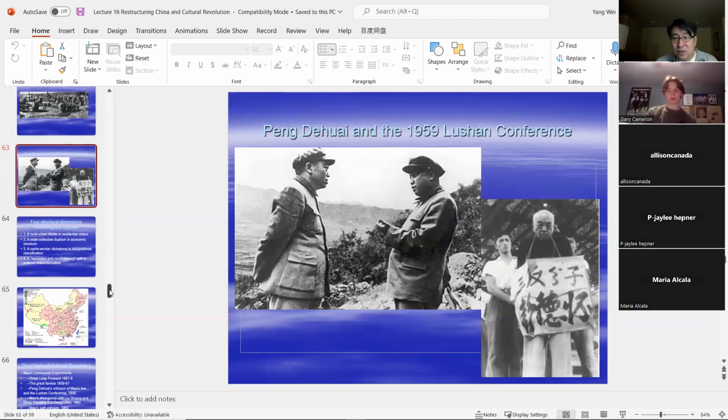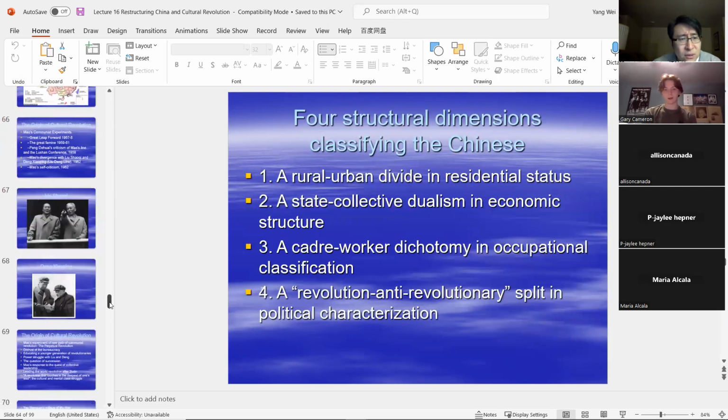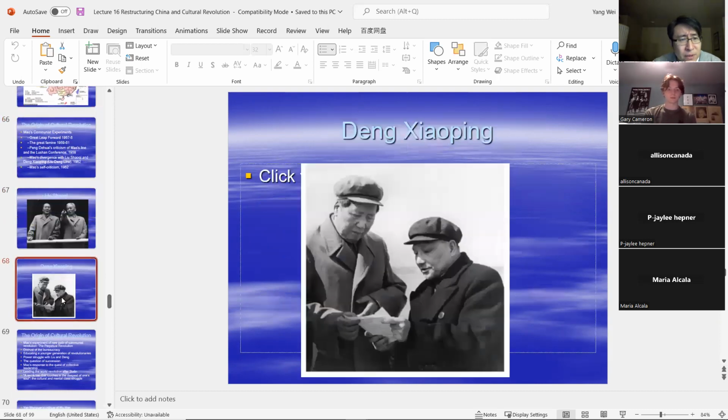So you can imagine that in a totalitarian society, where there's no checks and balances, any mistakes or misconceptions, bad policies could lead to huge disasters. So the leader's mistakes will be magnified by the totalitarian political system, resulting in catastrophes. Okay. Yeah, all right, so let's move on a little bit quick.